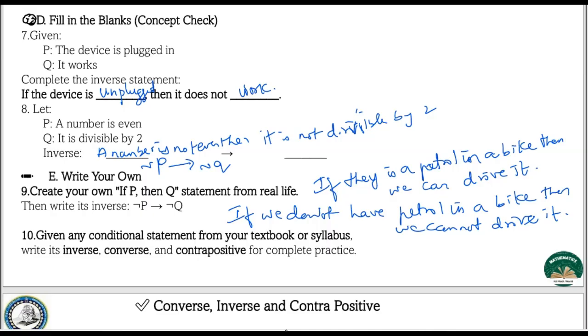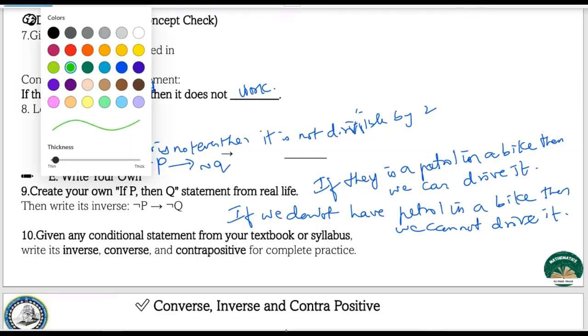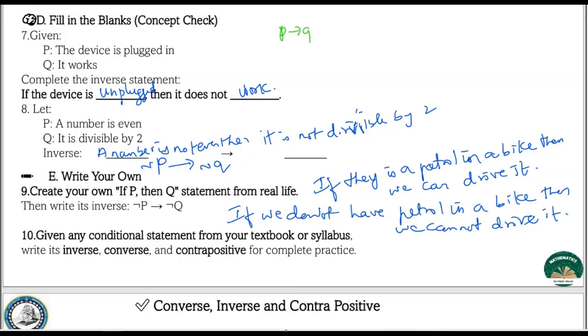Then write any conditional statement from your textbook or syllabus for inverse, converse, and contrapositive. I'll take one example. Let me take P implies Q. If students like maths, then they will pass.